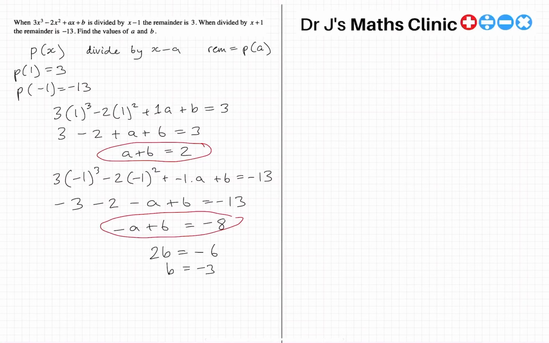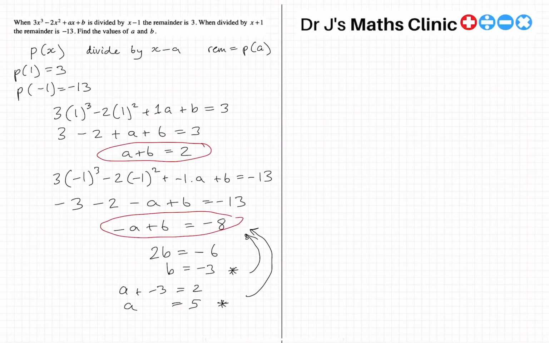And I can substitute that back into the first equation. A plus negative 3 equals 2, which means a is 5. And it's probably handy just to double check that if you take that number and that number and substitute them into this second equation, you do end up with negative 8, and you'll see that you do actually end up with negative 8.